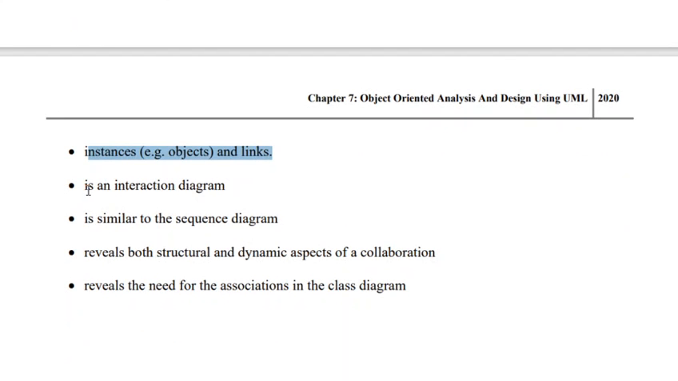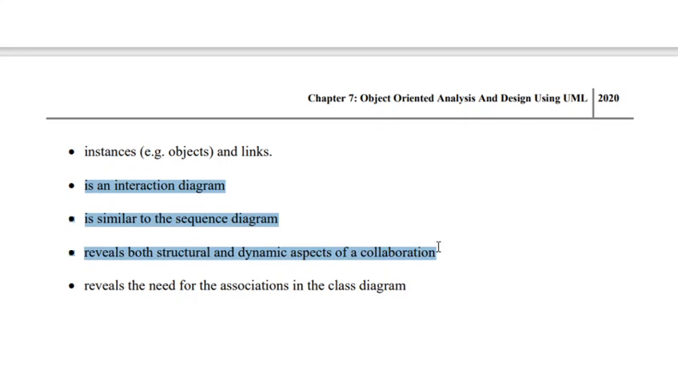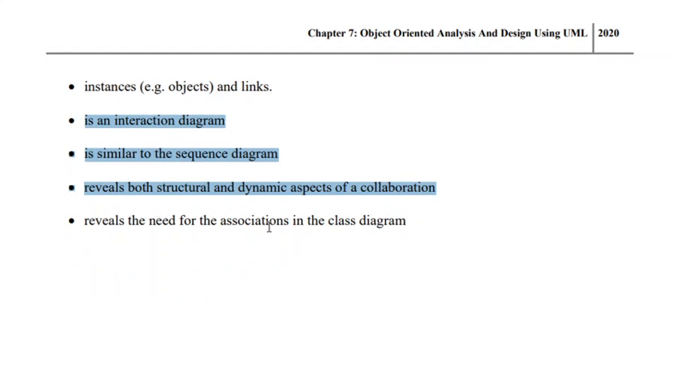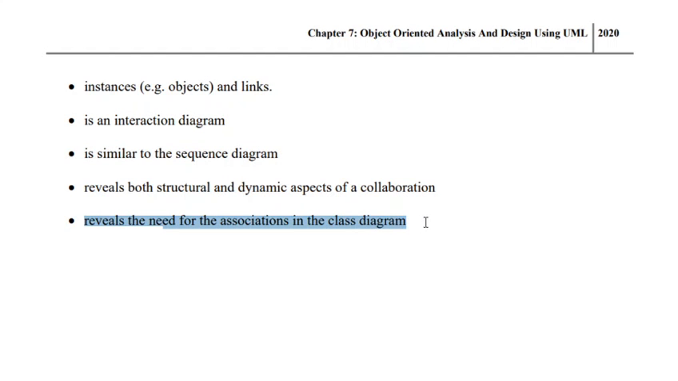Okay, so it's a kind of interaction diagram. It's similar to a sequence diagram. A sequence diagram is capable of representing only the behavioral aspect purely, whereas a collaboration diagram is capable of focusing on both structural as well as behavioral aspects. So it reveals both structural and behavioral aspects of the collaboration. So this is what we've learned. It reveals the need for association in the class diagram, right?